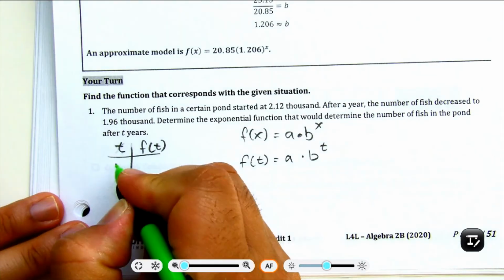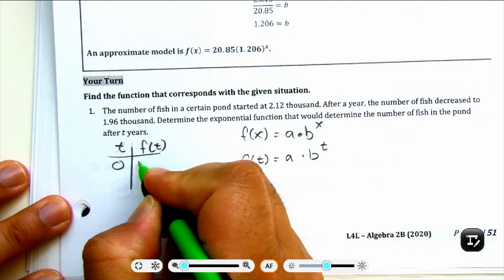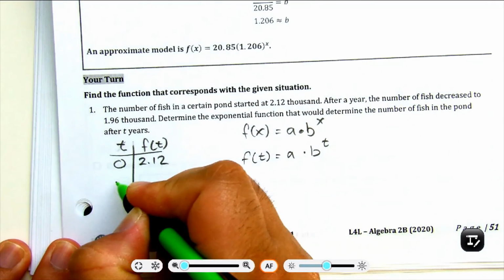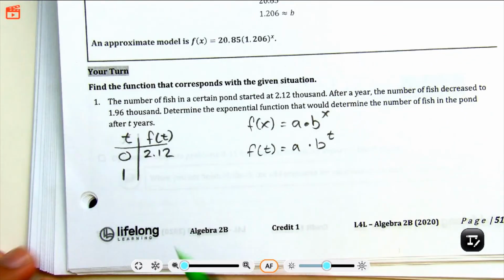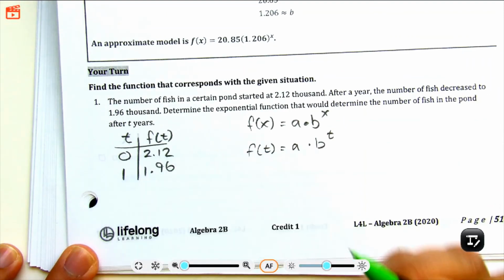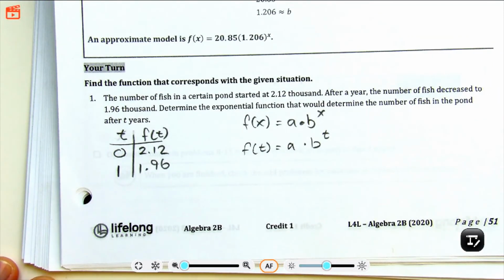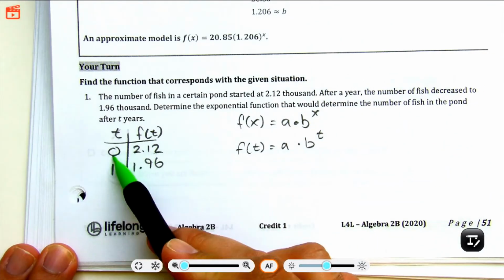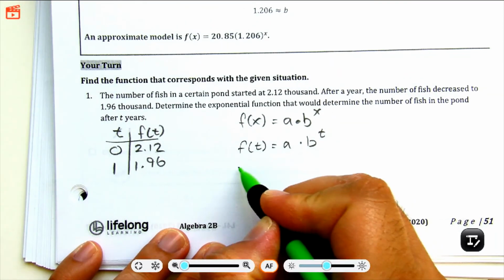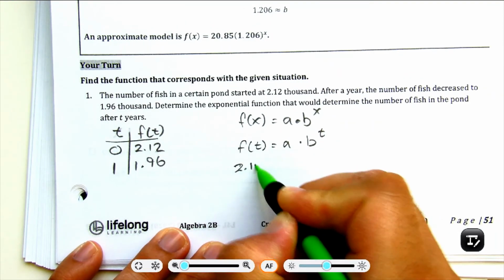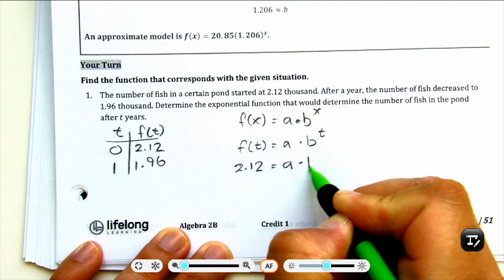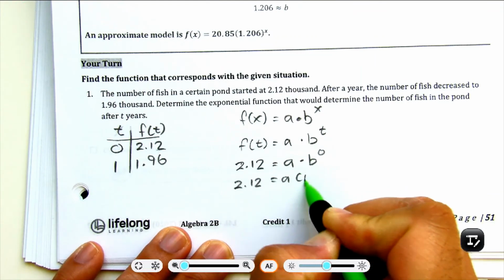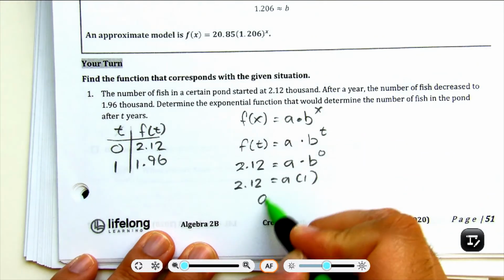So in year 0, there are 2.12 thousand fish. In year 1, there is 1.96 thousand. So we're going to find a first by plugging in f of t and t into this equation. And we're going to get 2.12 is equal to a times b to the 0. And that becomes 2.12 is equal to a times 1. So a is equal to 2.12.